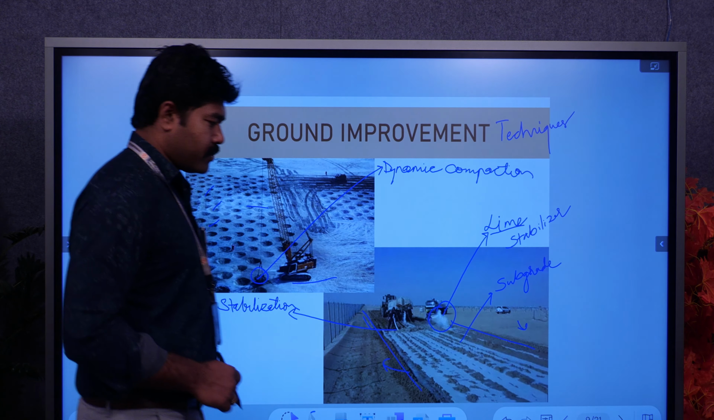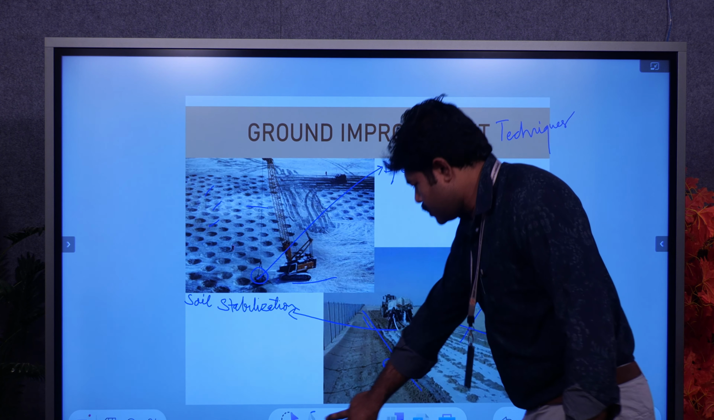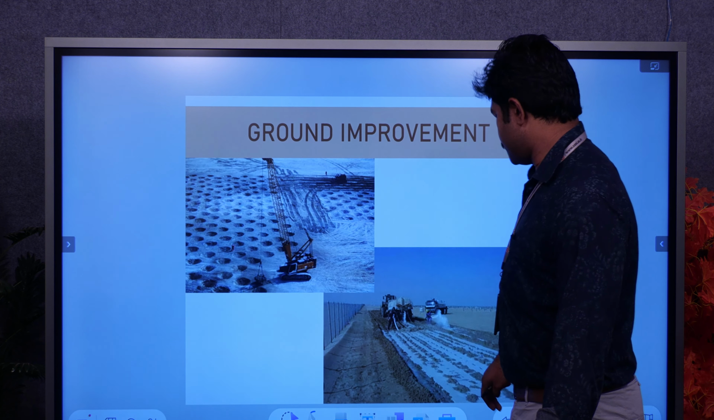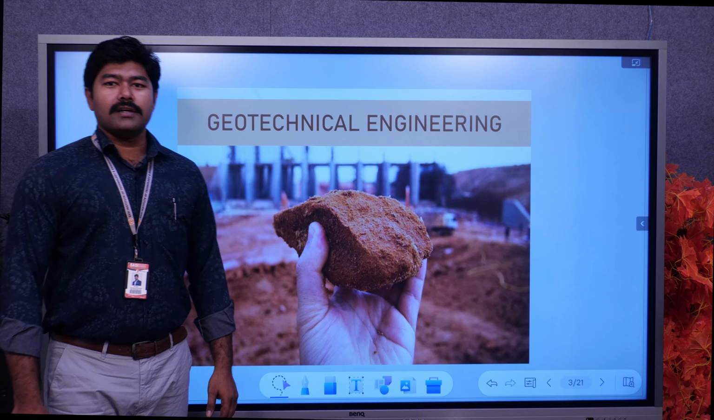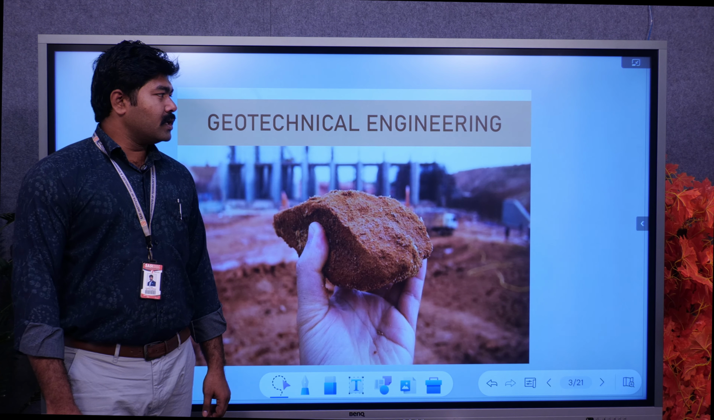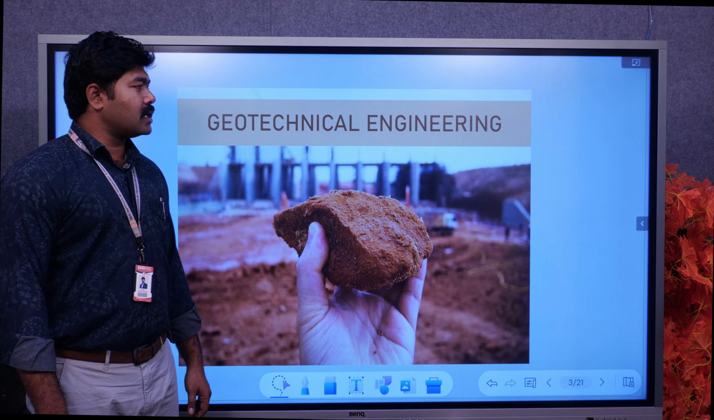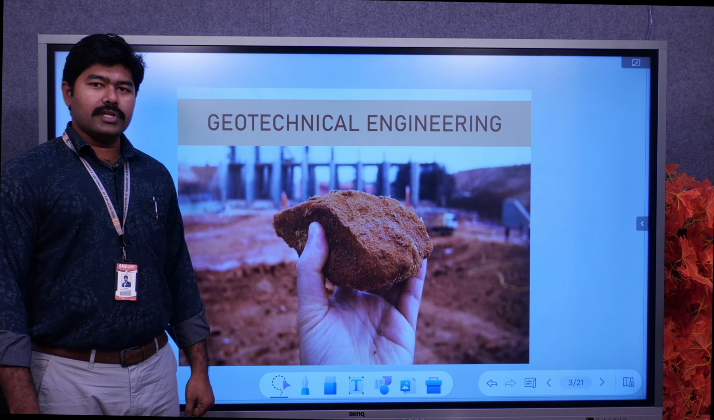We have more techniques, but we will discuss only these two briefly. With this, the geotechnical engineering topic is completed. In the further sessions, we will discuss transportation engineering and hydrology and water resource engineering.